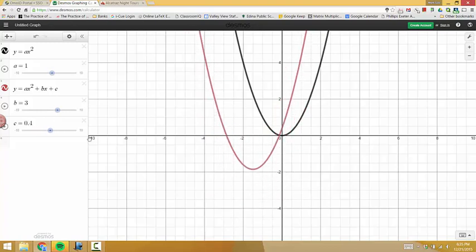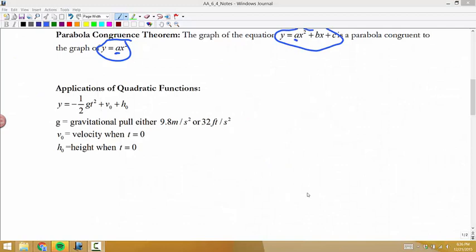But the parabolas are exactly congruent to each other. And that's what the parabola congruence theorem tells us. A little bit later on in this chapter, we're going to show how this equation y equals ax squared plus bx plus c can help us find key points of the parabola, mainly the x-intercepts, which is something that we don't have a way of finding. Also, it gives us a really easy way of finding the y-intercept. We'll look at both of those a little bit later on.